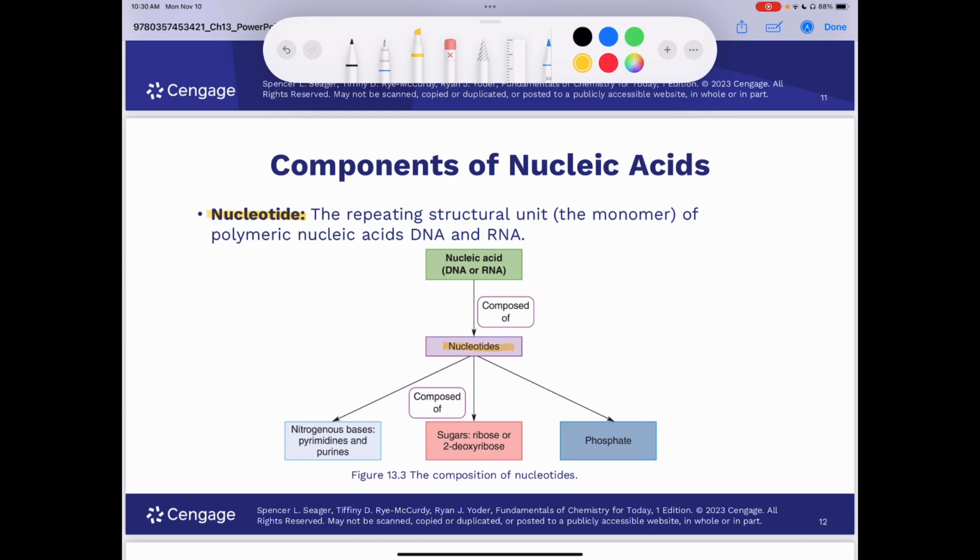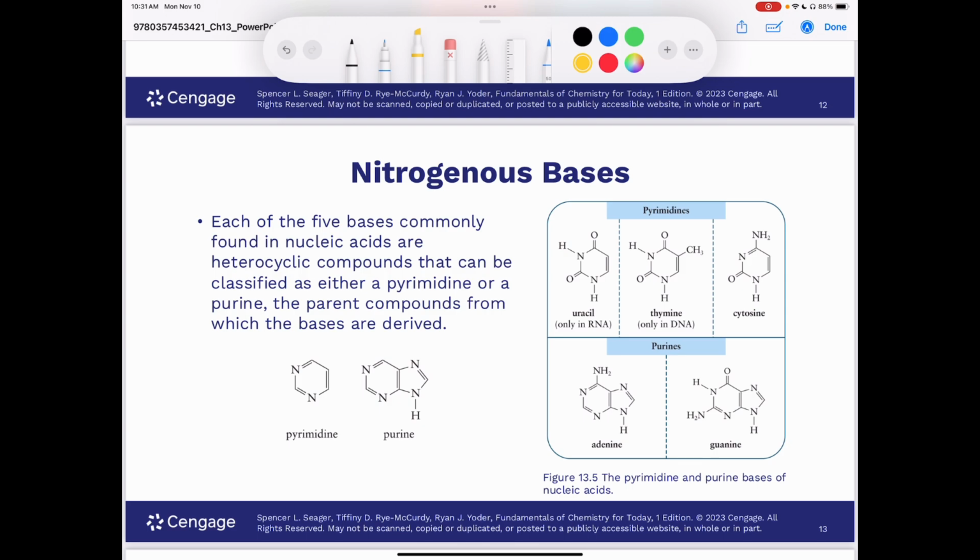And a nucleotide is going to contain a nitrogenous base, and there are two classes, pyrimidines or purines. Then it's going to have a sugar, and there are two types of sugars. We can either have ribose or deoxyribose, and then they both are going to contain phosphates. Each of the five bases commonly found in nucleic acids are heterocyclic compounds that can be classified as either a pyrimidine or a purine, the parent compounds from which the bases are derived.